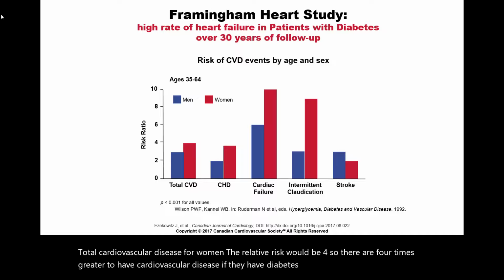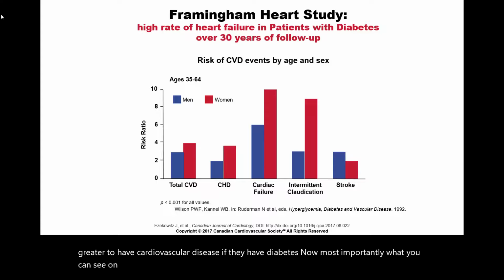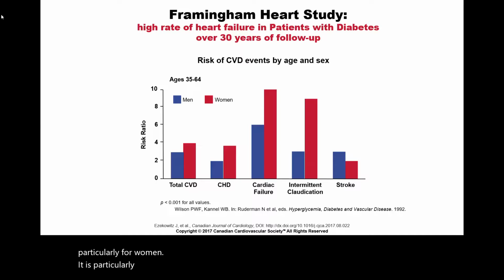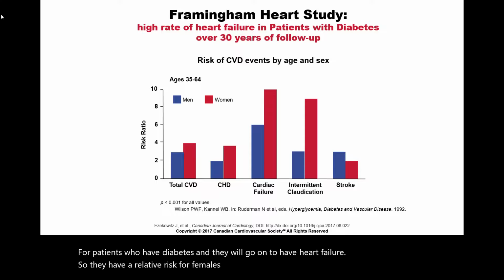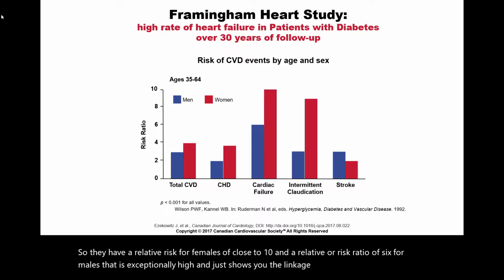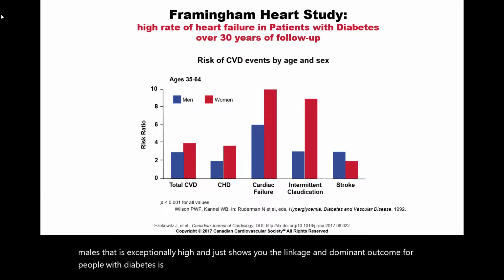Now, most importantly, what you can see on this particular slide is that the risk ratio for both men and particularly for women is particularly high for patients who have diabetes, and they will go on to have heart failure. So they have a relative risk for females of close to 10 and a risk ratio of 6 for males. That is exceptionally high and just shows you the linkage and dominant outcome for people with diabetes is in fact heart failure.